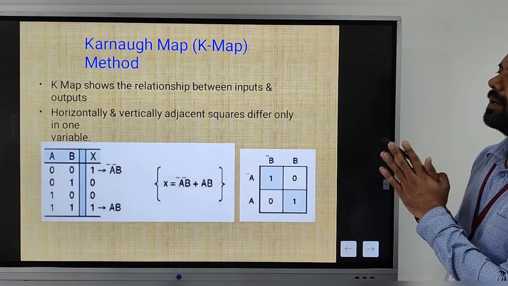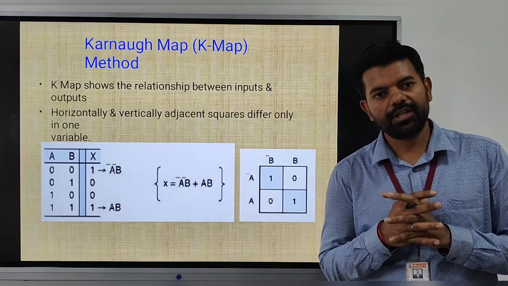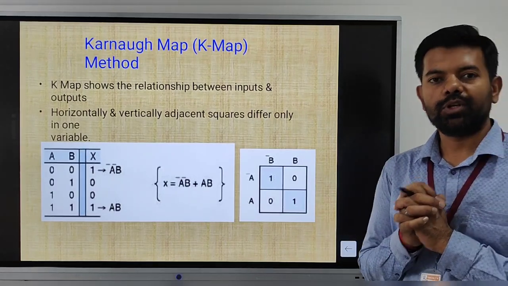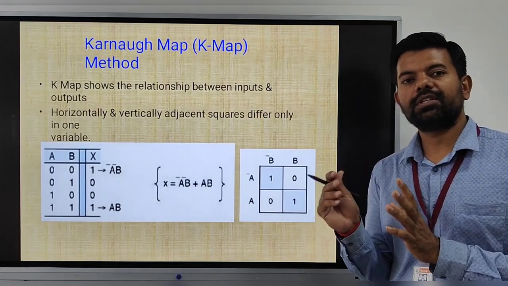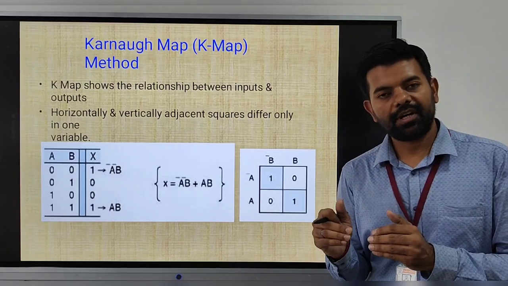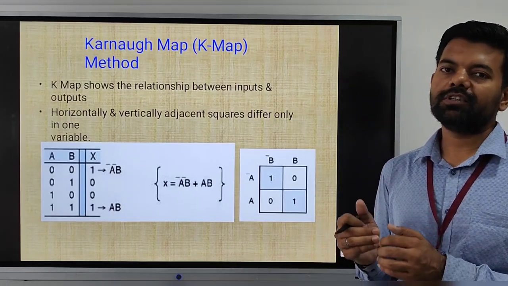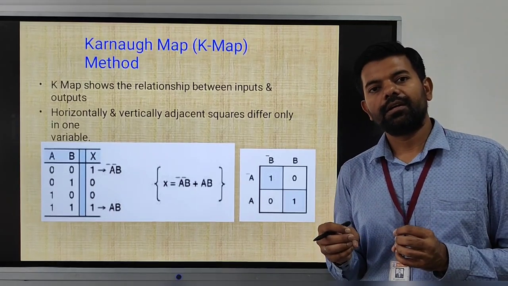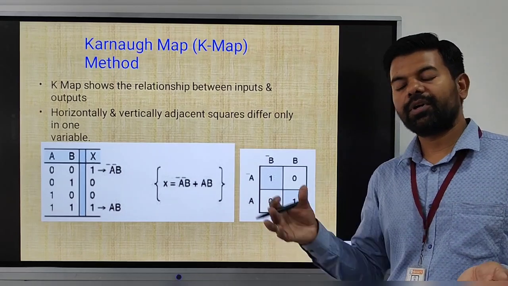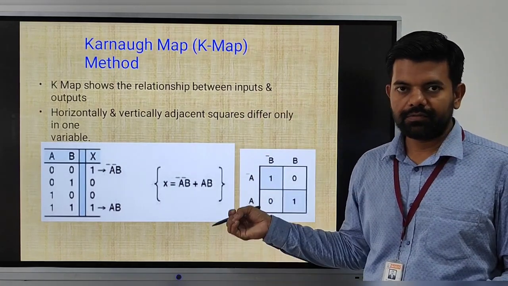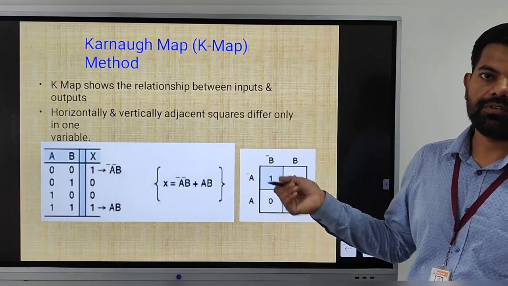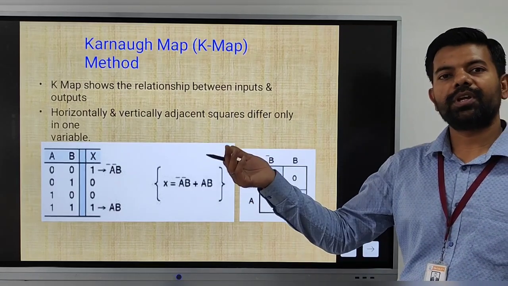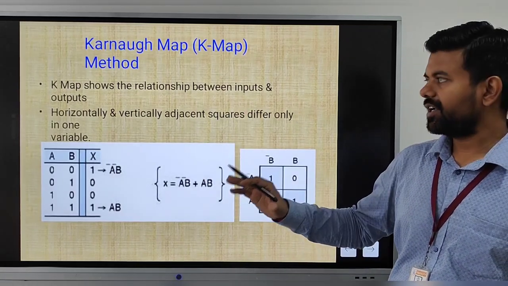Carnot map, the K-map method. This is the most important method to simplify Boolean expressions, because it is the easiest method to simplify them. We are not required to remember all the theorems. We just follow a few steps and we can simplify any complicated circuit to a simplified form.